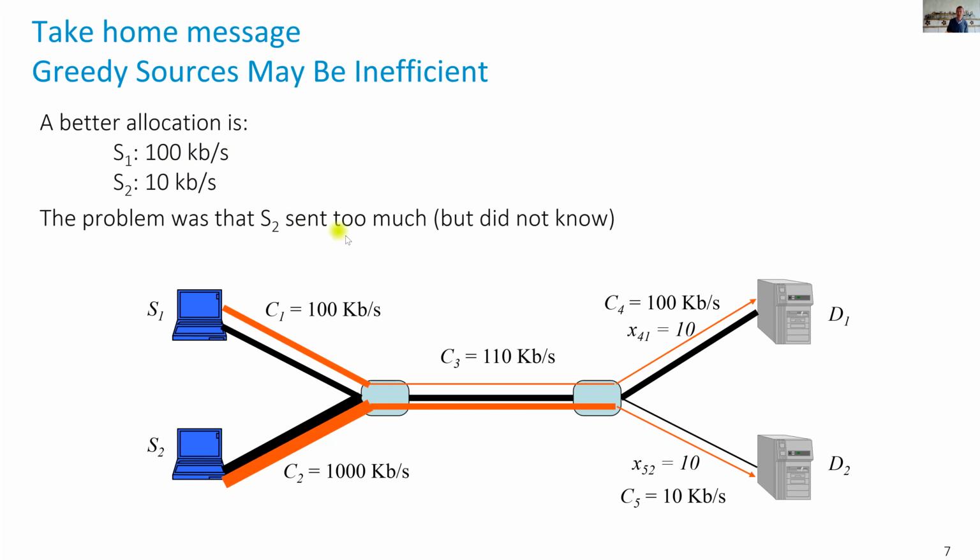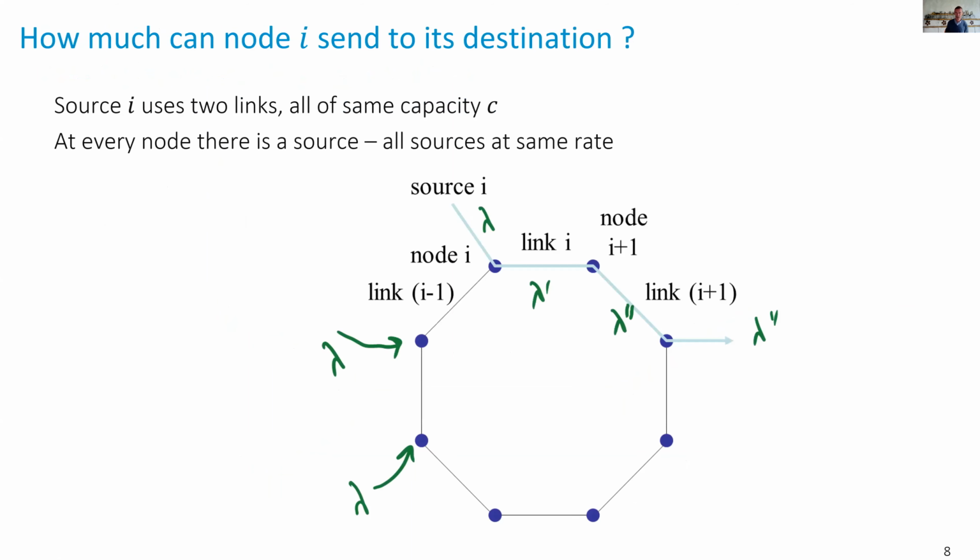This is what we would like to reach in the internet. We would like that the sources are able, like S2, to refrain themselves from sending, such that other sources can benefit from what they could obtain here. So first take-home message: if we simply let sources be greedy, send whatever they can based on their local information, this is inefficient. But let's see that it can be even much worse.